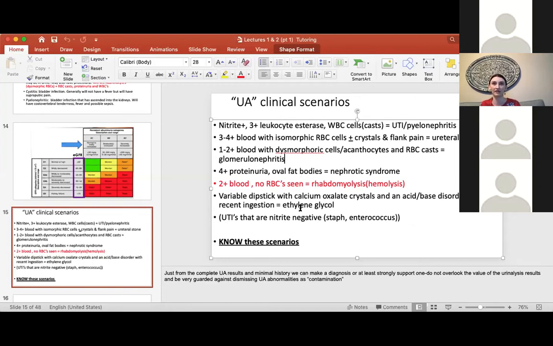Here's our ethylene glycol. He's probably not going to ask it in this way because the dipstick can vary, but basically calcium oxalate crystals mean ethylene glycol. And then if you just see white blood cells and nitrites are negative, it's probably just not going to be E. coli.